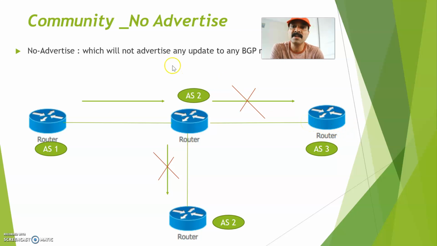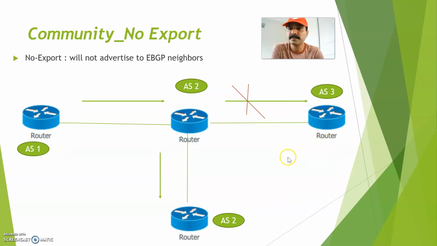That means it will not advertise any update to either this IBGP neighbor or the EBGP neighbor. So you can only see the prefix in this BGP table, but we can't see the prefix in this router or in this router. So that is the purpose of community no advertise. It will not advertise any update to either the IBGP neighbor or the EBGP neighbor.